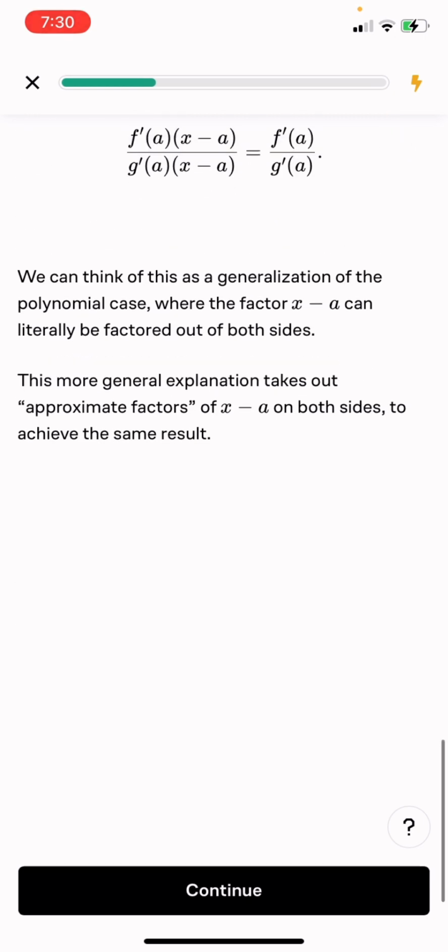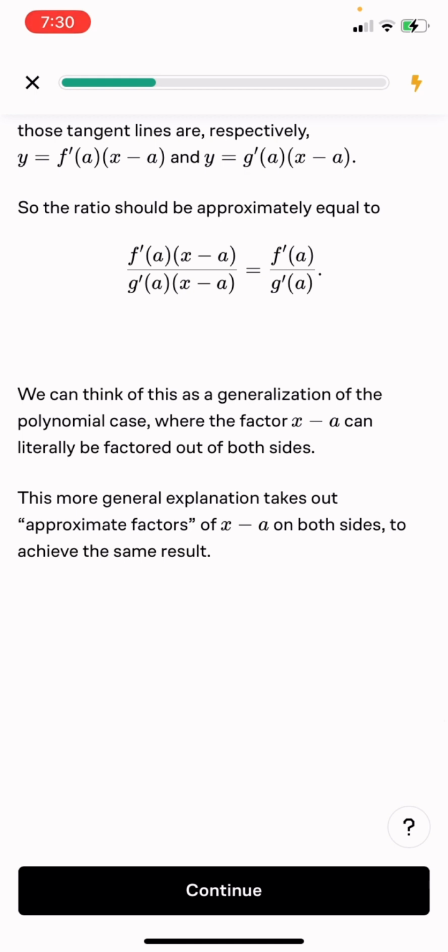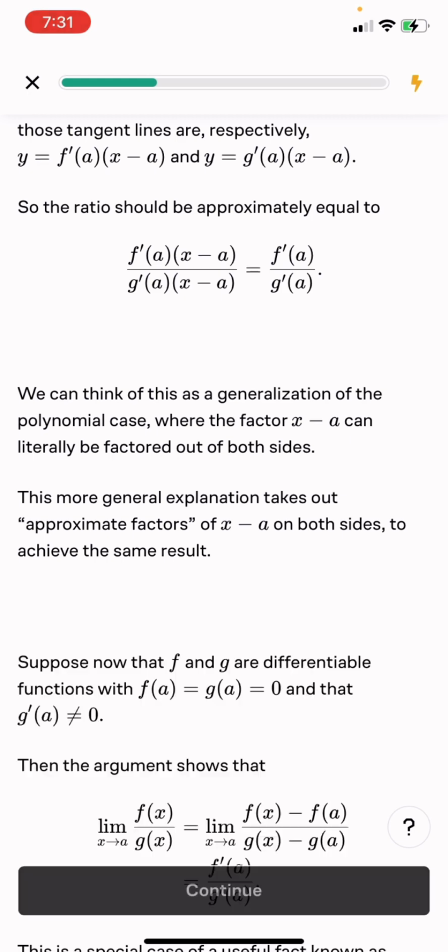We can think of this as a generalization of the polynomial case, where the factor x minus a can literally be factored out of both sides. This more general explanation takes out approximate factors of x minus a on both sides to achieve the same result.